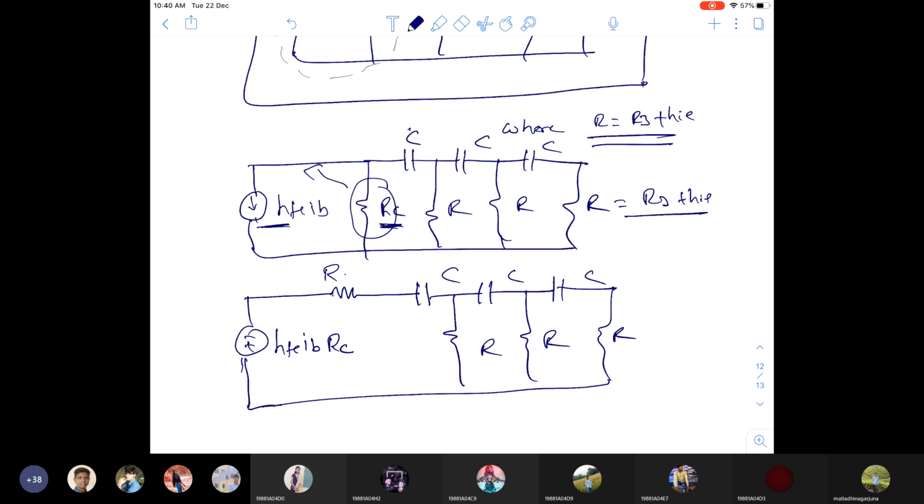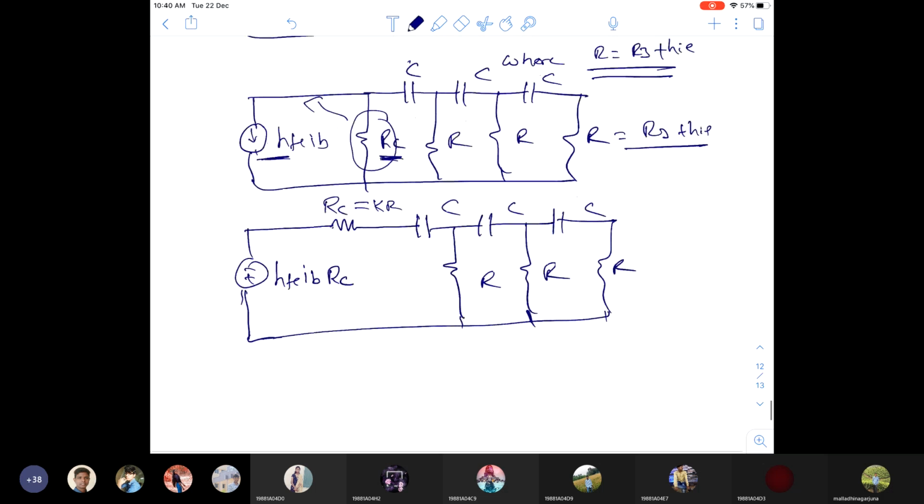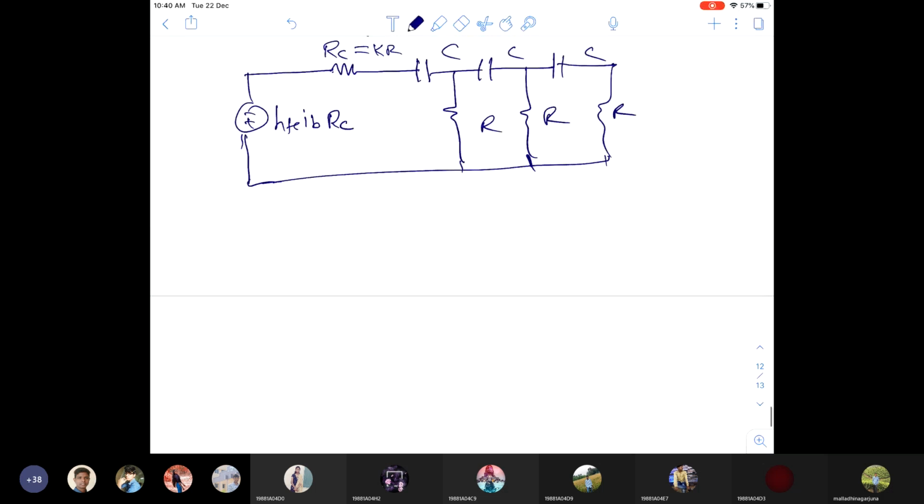So this is RC. To relate this feedback resistor into a tank circuit, I'm just taking RC equal to KR, assuming some ratio, to relate that characteristic to the feedback resistor. So the final circuit is this: the simplified version, HFE IB into RC. RC goes to the series. To relate RC and R, I took RC equal to KR, and the remaining RC networks are the same. Now this is loop 1, loop 2, loop 3.